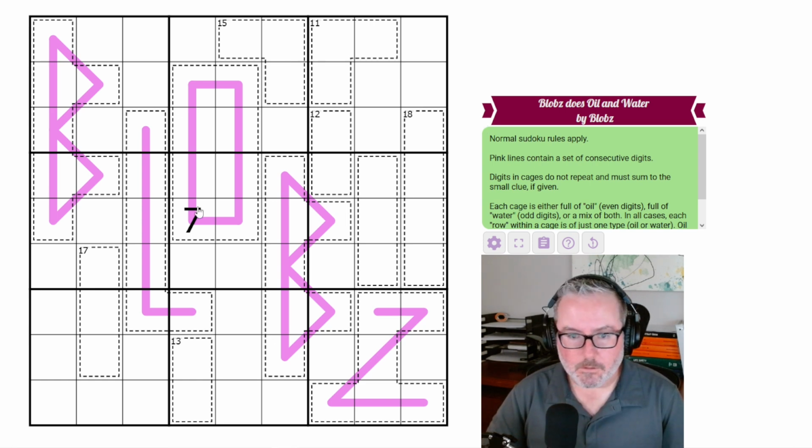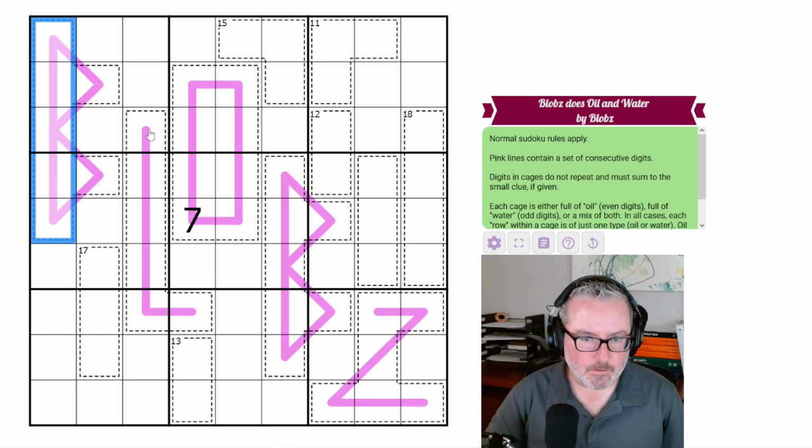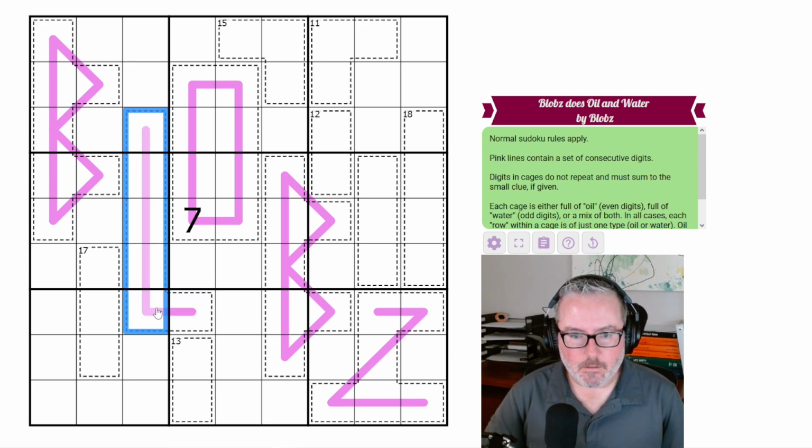So we've got normal Sudoku apply. So every row, every column, and of course every 3x3 box contains digits 1 through 9 once each. We've got pink lines, which are all of the lines shown, which are going to be Renban lines. So they contain a set of consecutive digits. So all of these digits must be consecutive. They do not have to be in a specific order. They just have to be a consecutive set of digits.